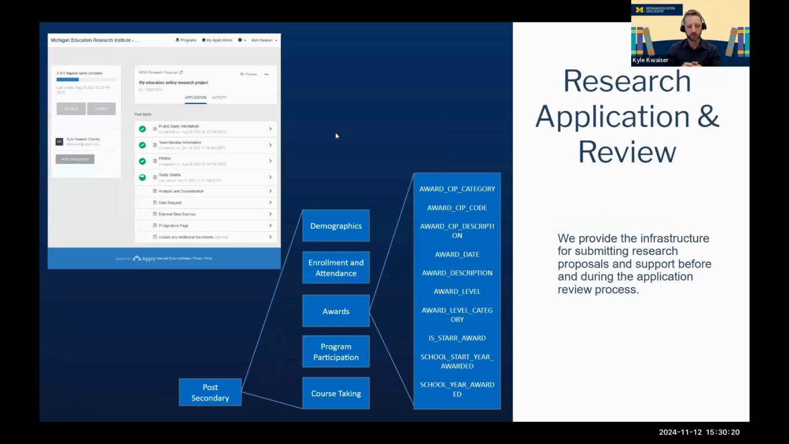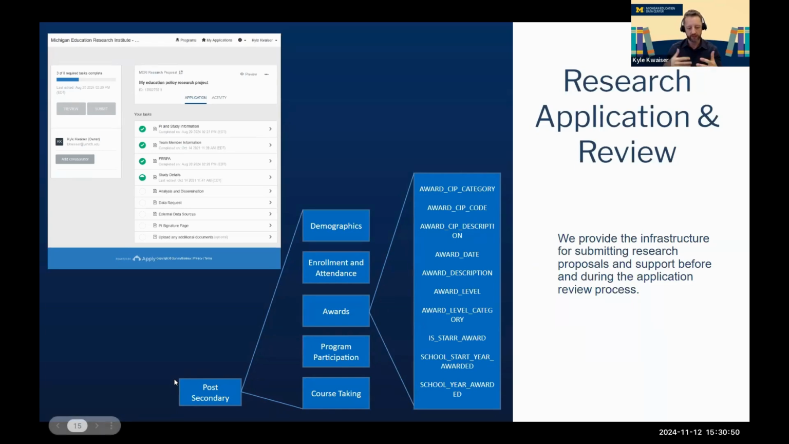Okay, so as you go to apply, on the left here you'll see we license software called SurveyMonkey Apply, and in it we have a fairly robust workflow of information that you would need to provide. It's a little hard to see here, but we've got PI and study information, who's going to be on your project team, and study details: how you're going to analyze and disseminate the data. And of course, my favorite part, the data request, which is this little diagram on the lower right.